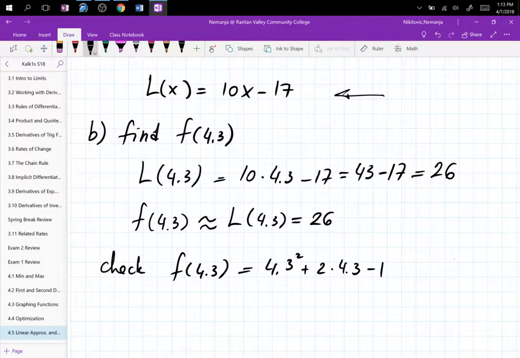I'm done. So 4.3 squared plus 8.6 when you double that, minus 1. 26.09 is the exact value. So our cheap, easy, and fast calculation gives us 26, and this gives us 26.09. 9 cents off. Yeah, big deal, all right?